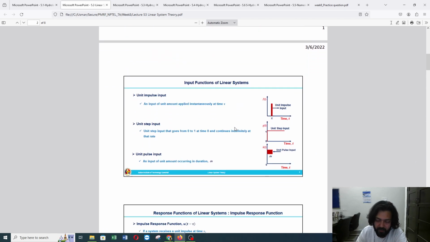So there are three types of input functions of a linear system. The first is called the unit impulse input. Unit impulse input means there is a unit impulse input which is applied instantaneously at any time t, right? So it is applied at any instantaneous time.